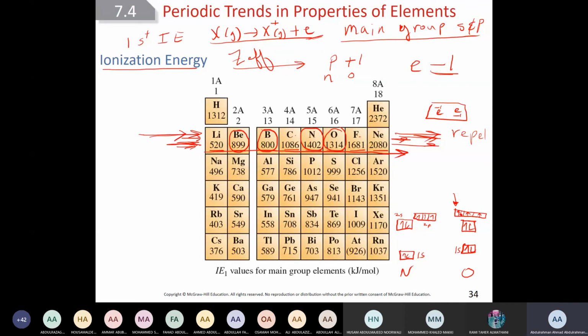Repel. What do you mean by repel? The opposite of attraction. This helps the electron to go away, and that's why the ionization energy of oxygen becomes less than nitrogen. Is this clear? Okay, next one.